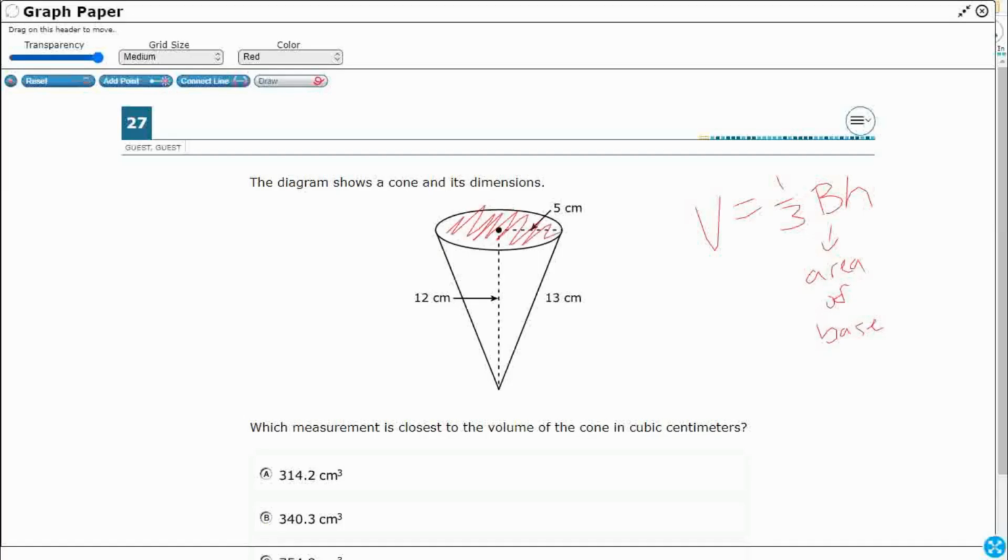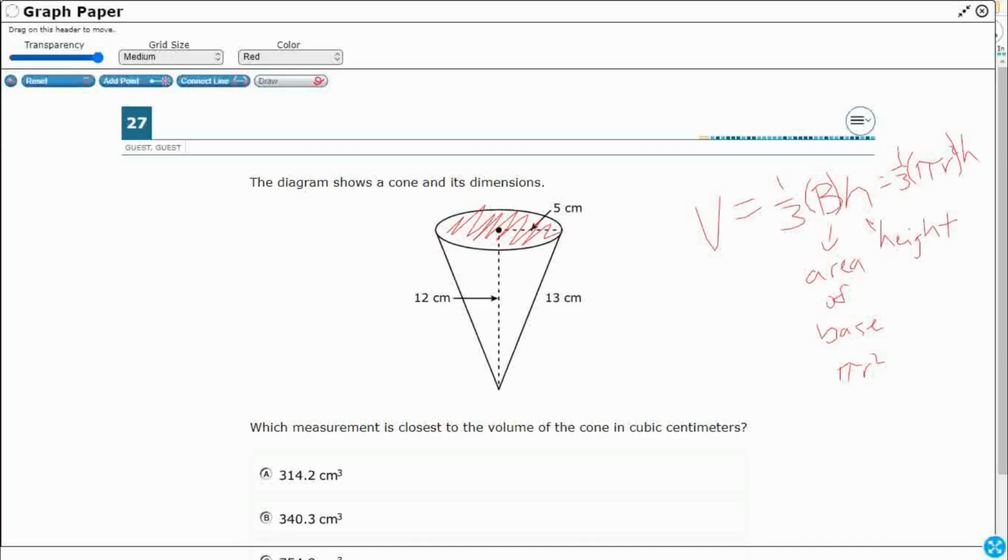So how do we find the area of a circle? Well, we can open up our reference materials again, but really that's going to be pi r squared. Okay, so if I wanted to rewrite this, I could say 1/3 pi r squared times height, because I just kind of substituted in that pi r squared for the base. That's what this h is, right? It's my height.